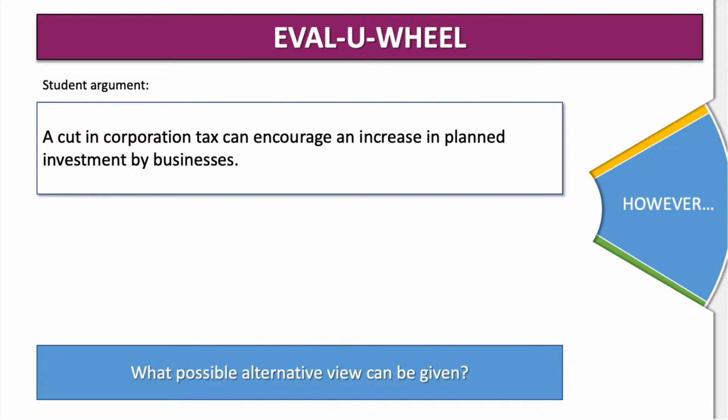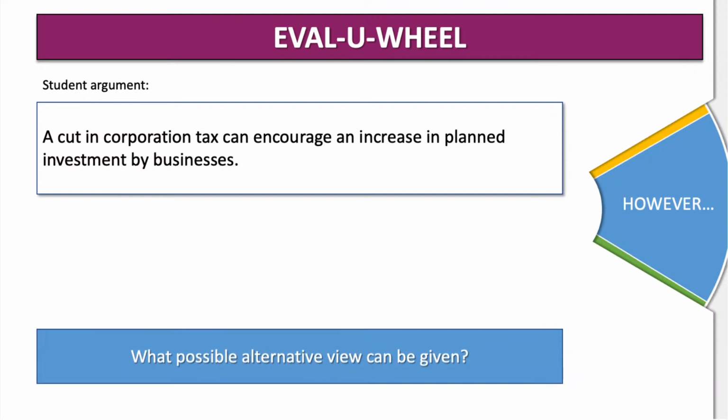Is there an alternative view you can give? Is there possibly a downside to firms investing in perhaps more technology, etc.? Is there any other downsides? Someone here has said, however, they might want to distribute their extra profits in dividends. That's a possibility. What else might be happening here if firms have the opportunity to spend more on investment? Let's have a look at one of the options we've given.